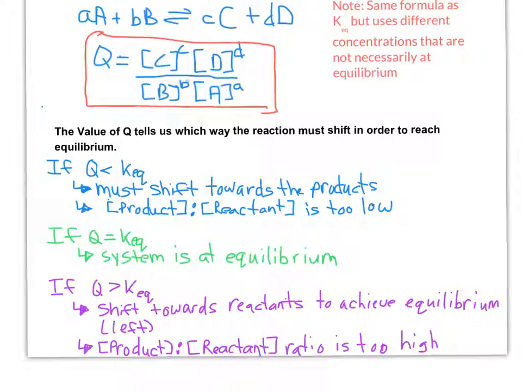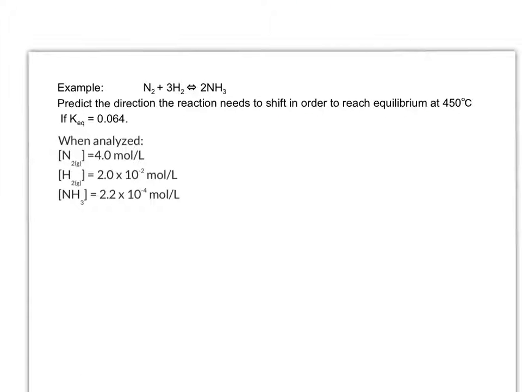We're going to do an example of comparing a Q to K equilibrium. When you have this done, flip your page over. Here's our example. We have the reaction of nitrogen gas plus hydrogen gas making NH3. We want to know which way the reaction needs to shift in order to reach equilibrium at 450 degrees Celsius if the K equilibrium is 0.064. At this point, the reaction has these concentrations, which you need to copy out because you don't have these on your page: 4.00 mole per liter nitrogen gas, 2.0 times 10 to the negative 2 mole per liter hydrogen gas, and 2.2 times 10 to the negative 4 mole per liter of NH3.